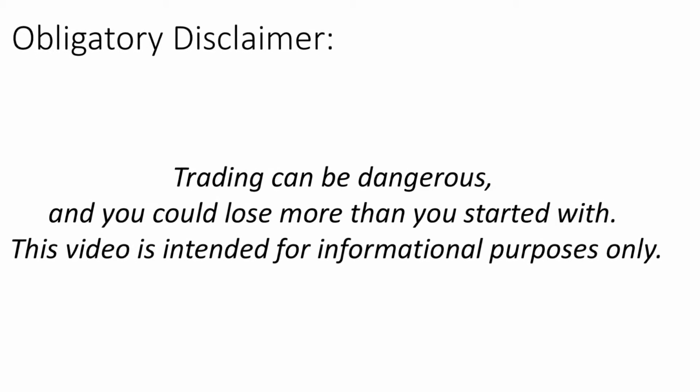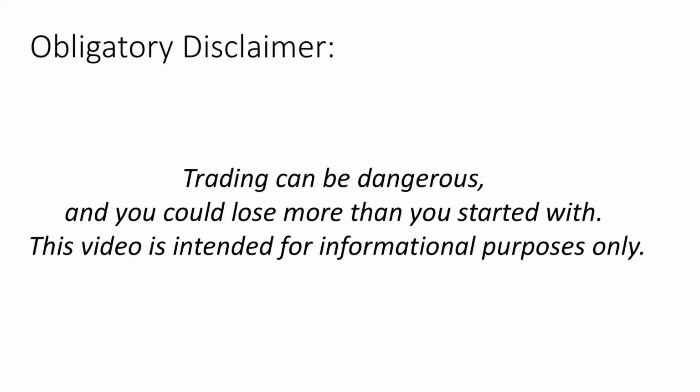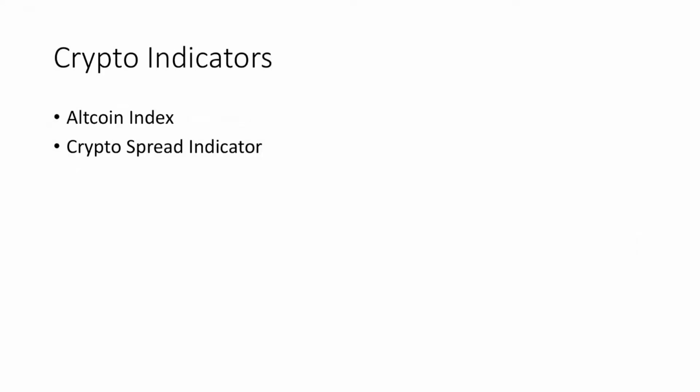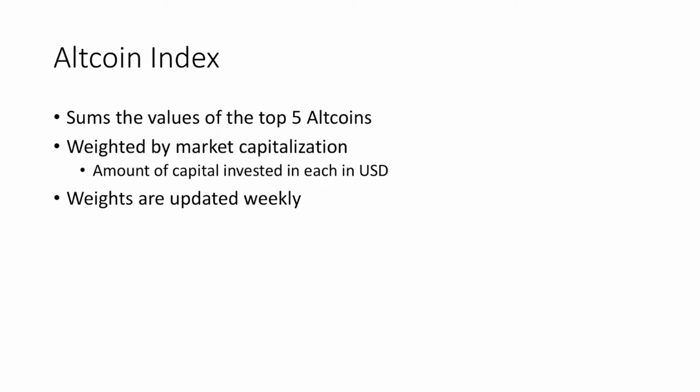First, an obligatory legal disclaimer: trading can be dangerous, and this tutorial is intended for informational purposes only. The crypto-specific indicators we're going to discuss here are the Altcoin Index and the Crypto Spread Indicator. The Altcoin Index is a weighted sum of the top altcoins by market cap, much like a stock index. Since the market capitalization changes often, these values are updated weekly.